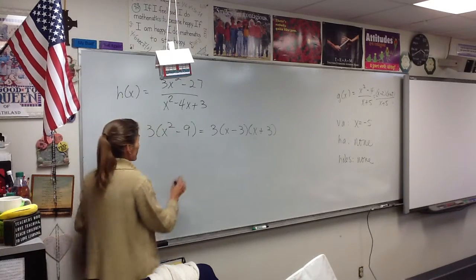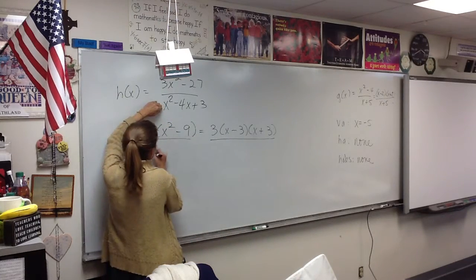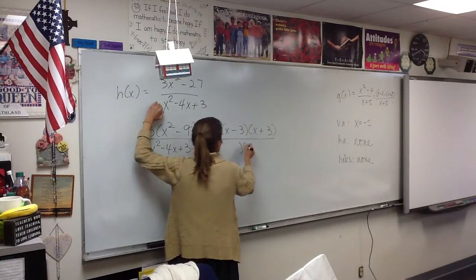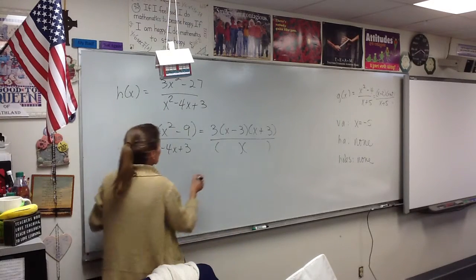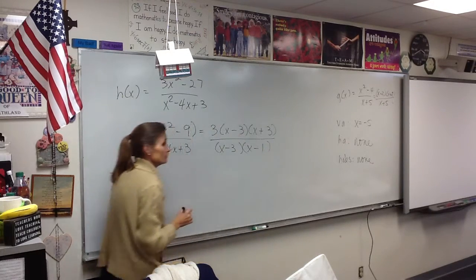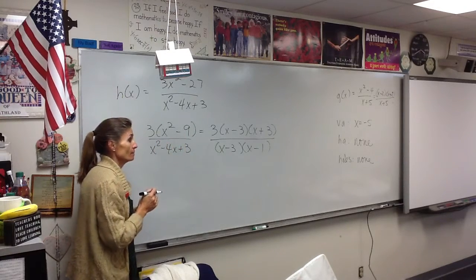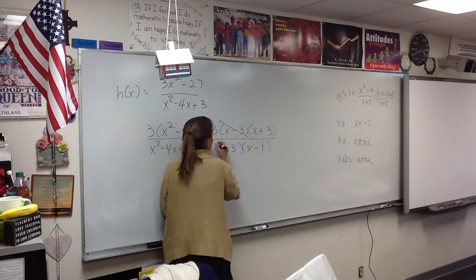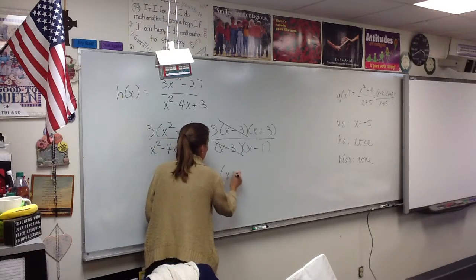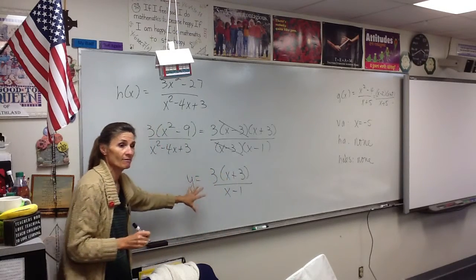So that's my numerator. What about my denominator? What can I do with my denominator? Minus 3, minus 1. That's close enough. Now, what do we notice? Cancel. So our problem has been reduced to this. This is what's left.